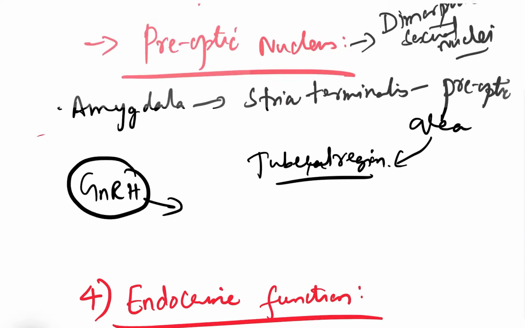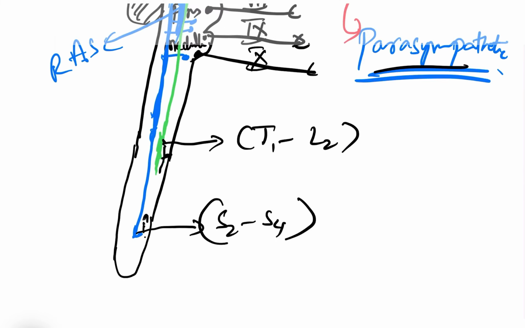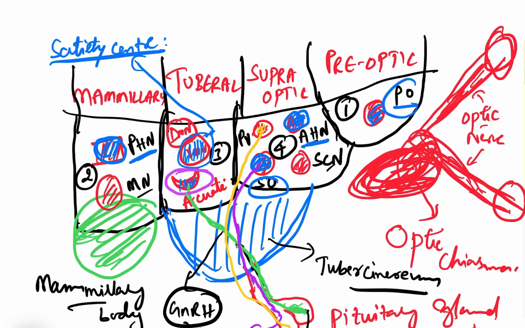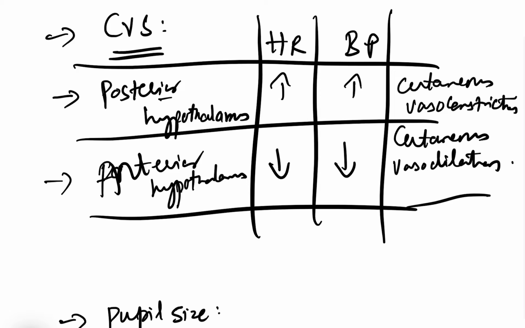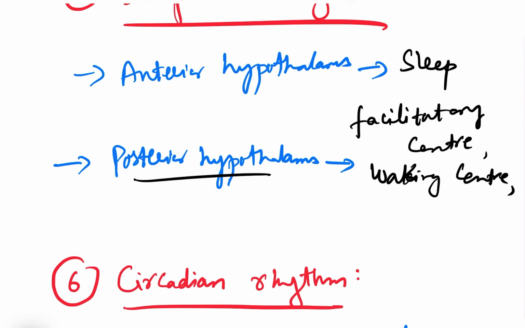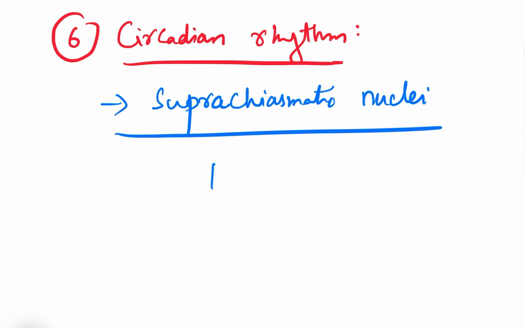Where is this present? Again in the supraoptic region. If you remember, again I am showing that chart. This diagram is very important to understand the functions. Okay, so with the blue color again I am highlighting the suprachiasmatic nuclei here. So these nuclei will control the circadian rhythm. It is also called the biological clock. So it will control the biological clock.